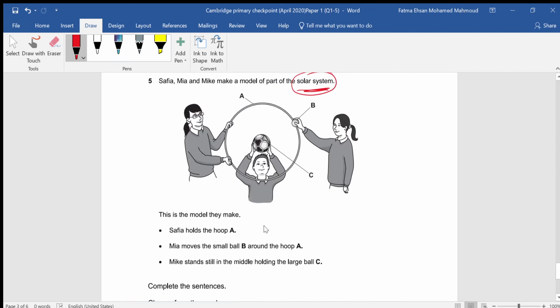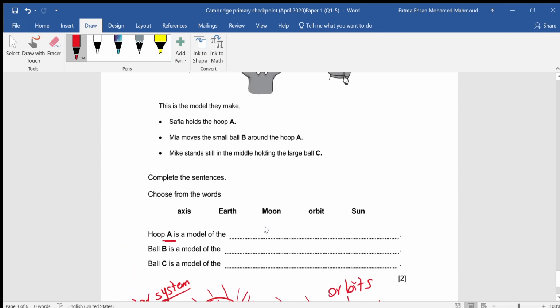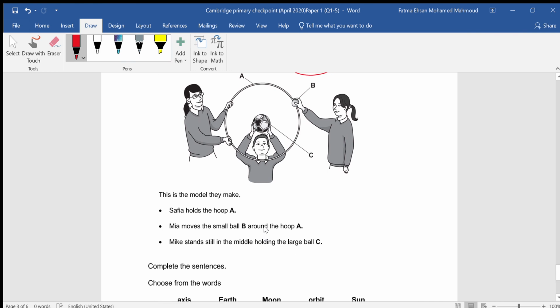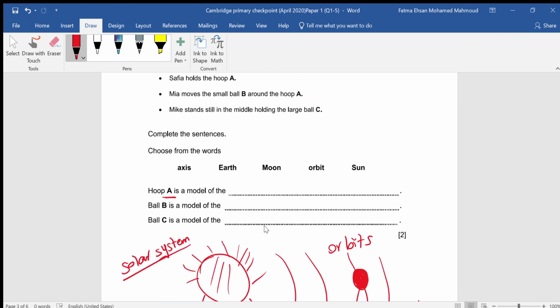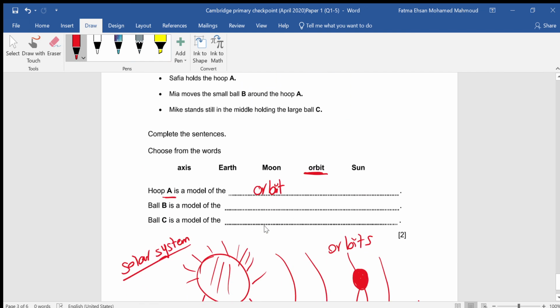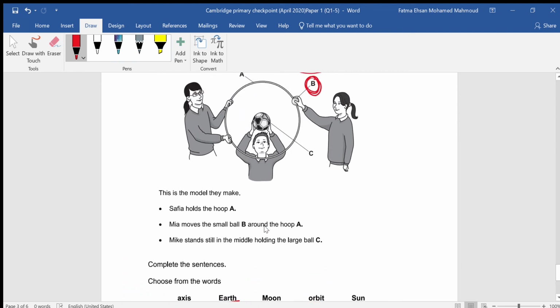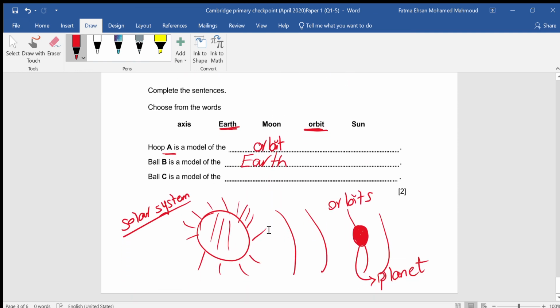Where is hoop A? Hoop A actually is the. Huh? Hoop A. Great, hoop A is the orbit. Type. Ball B is a model of. B is a model of what? B is the earth. Ball C is a model of. Let's look at C. C is what? The football. C represents the sun.